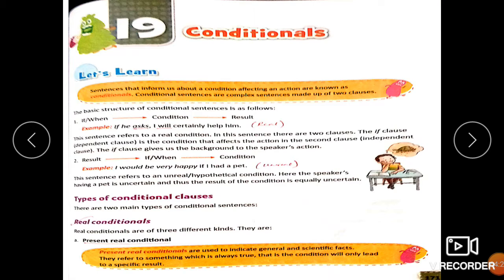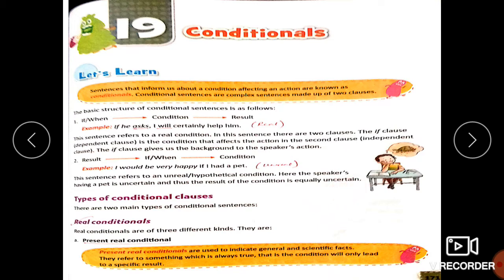Now example: I would be very happy if I had a pet. I would be very happy is the main clause. If I had a pet is the subordinate clause, which depends on the main clause for the completion of its meaning. I hope it's clear till here, children. This sentence refers to an unreal hypothetical condition. Here the speaker's having a pet is uncertain, and thus the result of the condition is equally uncertain.